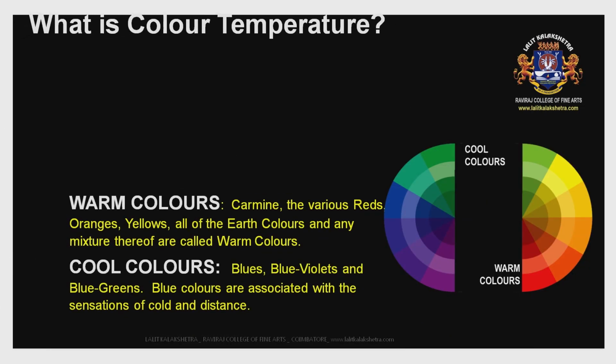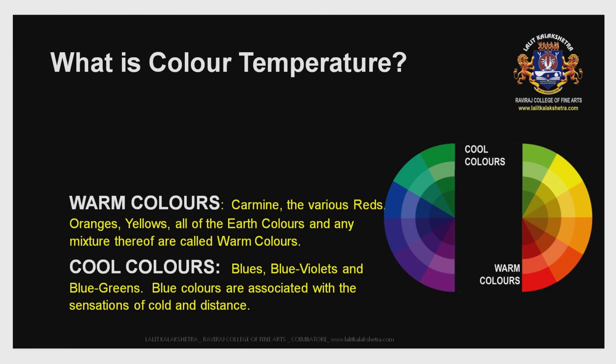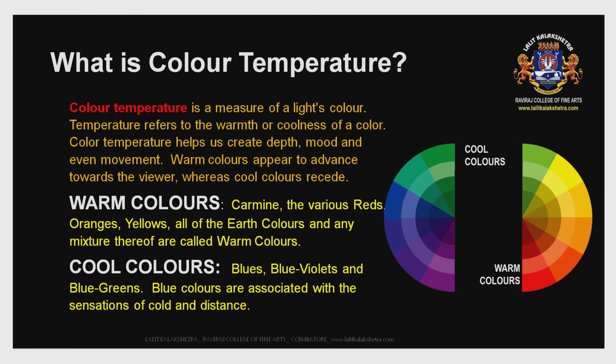What is color temperature? Color temperature is a measure of a light's color. Temperature refers to the warmth or coolness of a color. Color temperature helps us create depth, mood and even movement. Warm colors appear to advance towards the viewer, whereas cool colors recede. Warm colors: carmine, the various reds, oranges, yellows, all of the earth colors and any mixture thereof are called warm colors. Cool colors: blues, blue-violets and blue-greens. Blue colors are associated with the sensations of cold and distance.